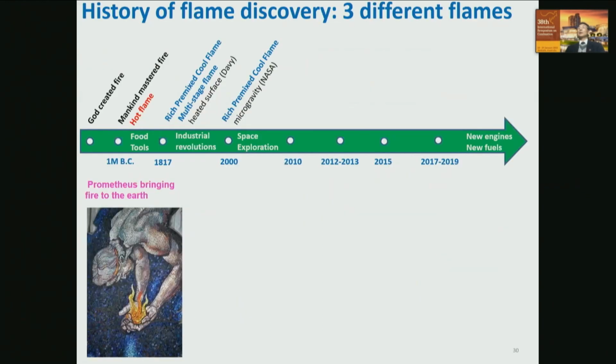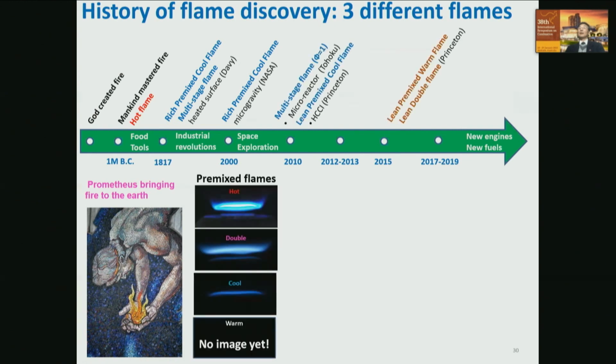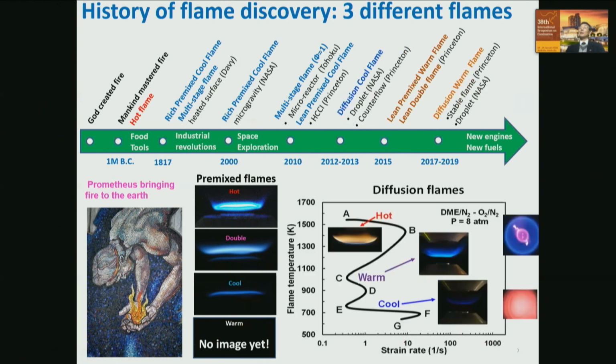So, summarizing what we found in the last 10 to 15 years, from 2010: in premixed flames, we identified that there is a double flame, a cool flame, and a warm flame. And for diffusion flames, we also identified that there is a cool flame, a double flame, a warm flame, and a hot flame. Therefore, there are three kinds of flames: cool, warm, and hot.